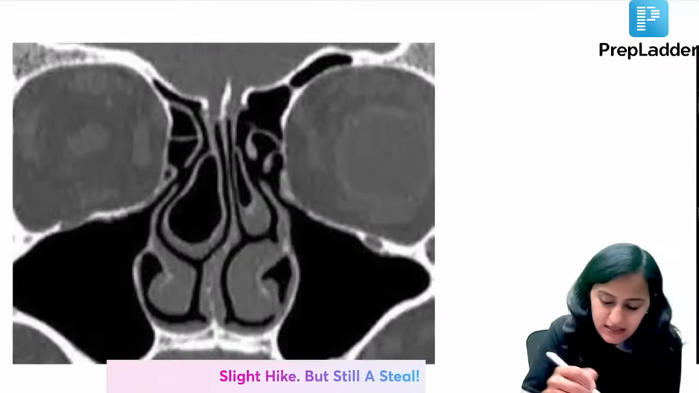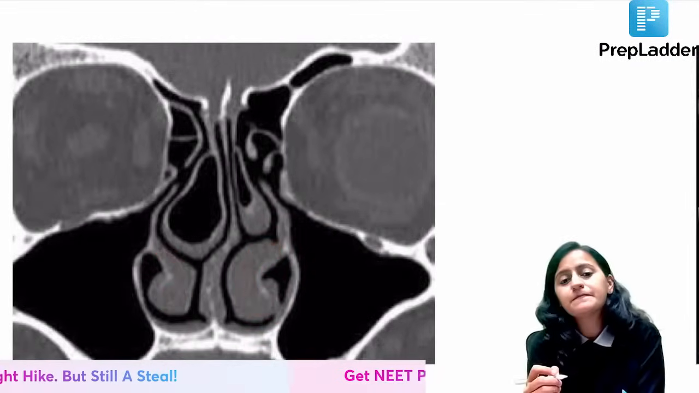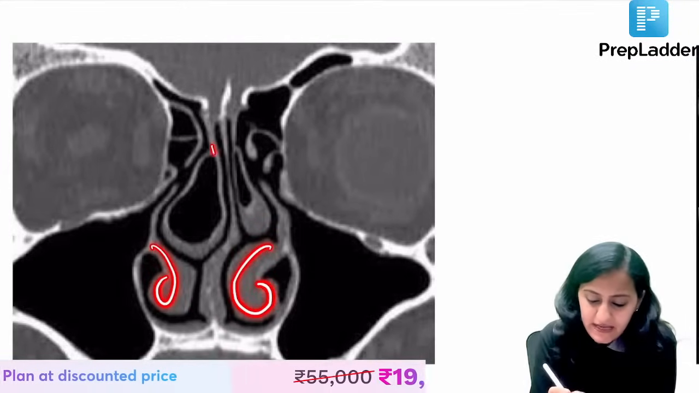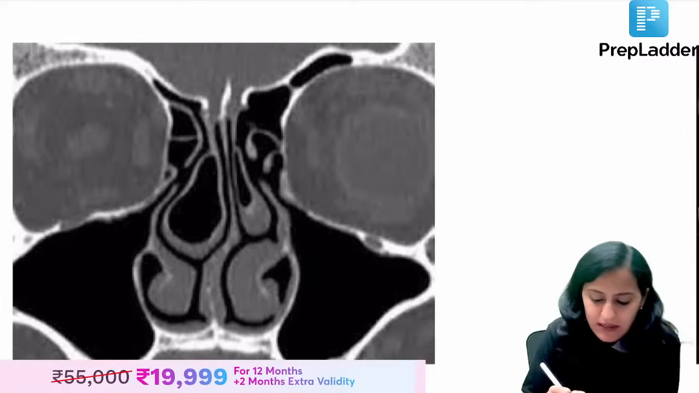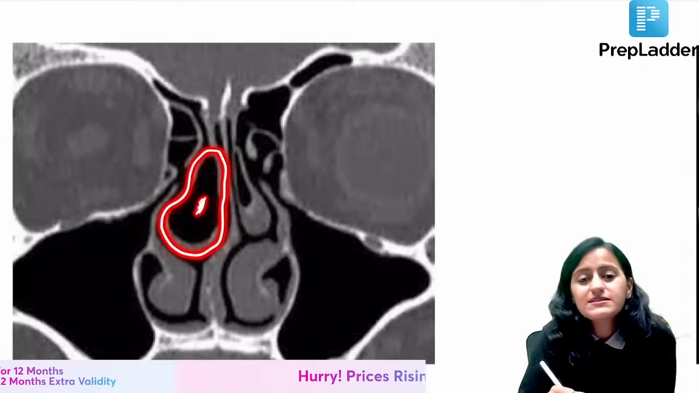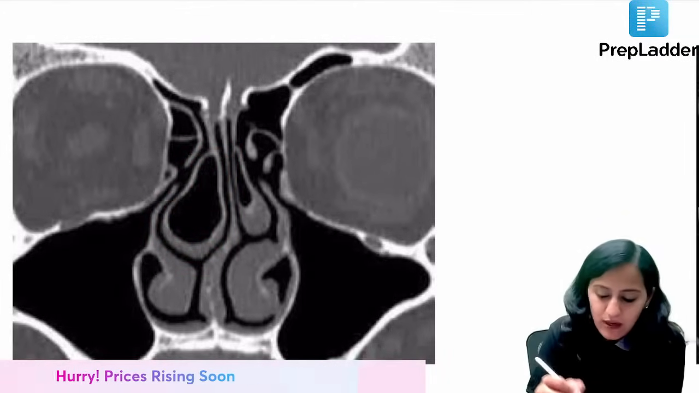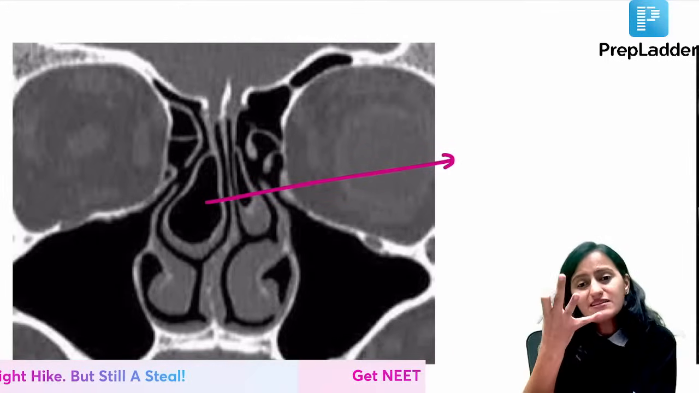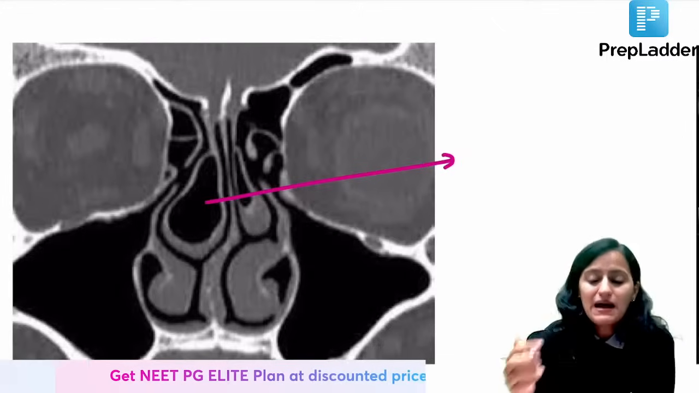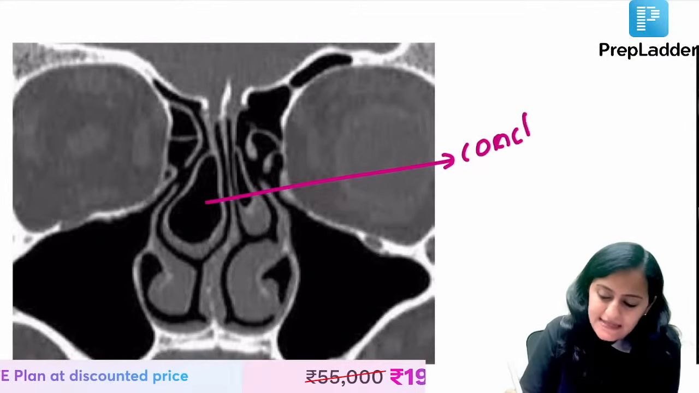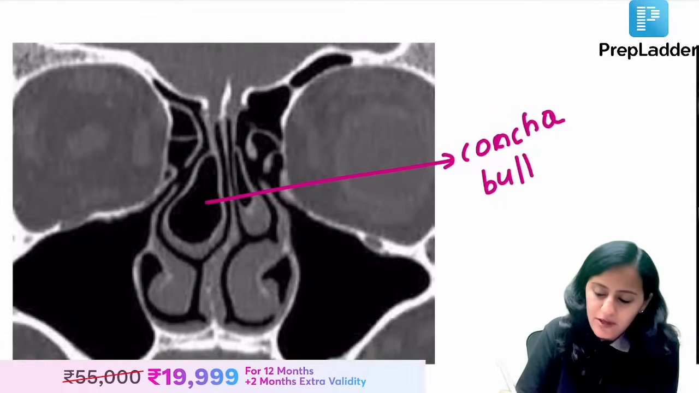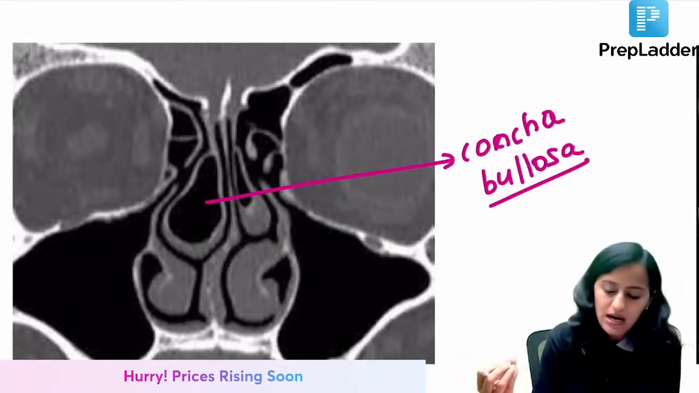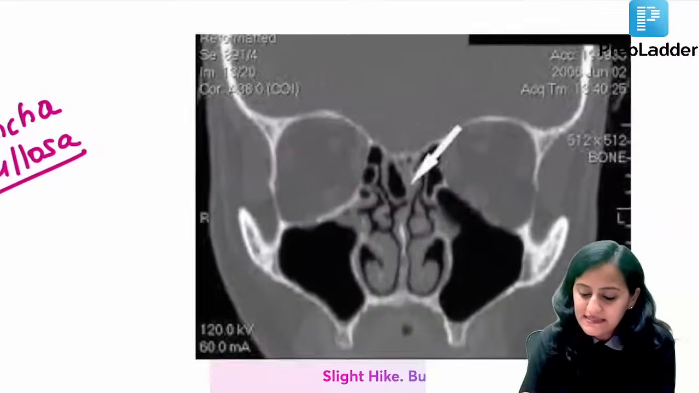What are you seeing here? What is this structure here? This is the inferior turbinate. This is the middle turbinate. What is abnormal in the middle turbinate? The bone. What is the bone containing? Black air. So what is this called? Pneumatized middle turbinate. Because of that, the middle turbinate has become like a bulla, expanded like a bulla. So this is called concha bullosa. Okay. What is this called? Concha bullosa, air pneumatized middle turbinate. Concha bullosa. One of your INI-CET exam questions.